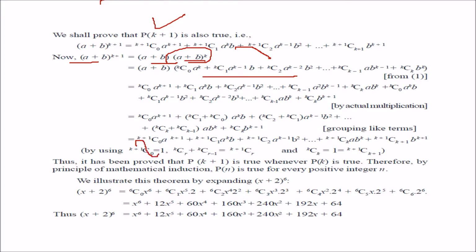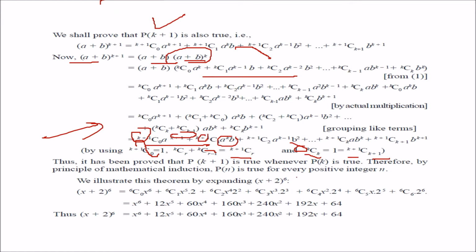(k plus 1)C0 is 1. kCr plus kC(r minus 1) is (k plus 1)Cr. And kCk or nCn is equal to 1, so (k plus 1)C(k plus 1). If you multiply it, you will get this one. This is true for k plus 1 also. So this is how we prove it using mathematical induction.